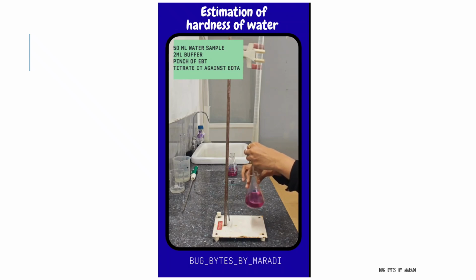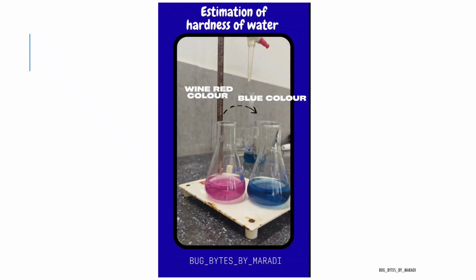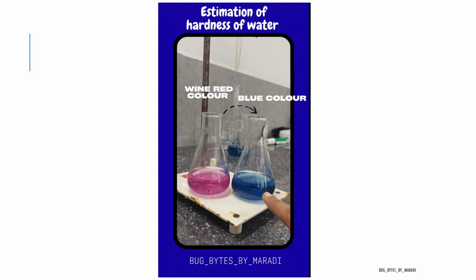So the wine red color indicates that the water sample contains calcium and magnesium, and the EBT has formed a complex with the calcium and magnesium in the water sample. When you add EDTA, the wine red color turns somewhat purplish. Then when all the calcium and magnesium has been utilized by the EDTA, free EBT will turn the sample solution blue. That will be the end point. At that time you have to stop the titration. So the wine red color is the initial, and the end will be the blue color.